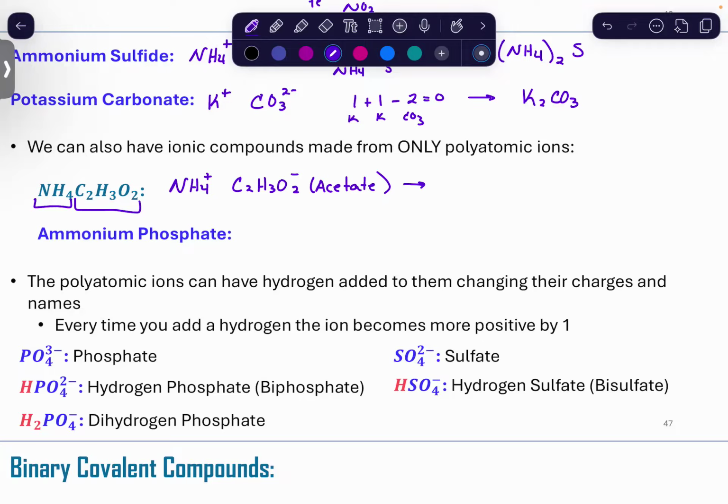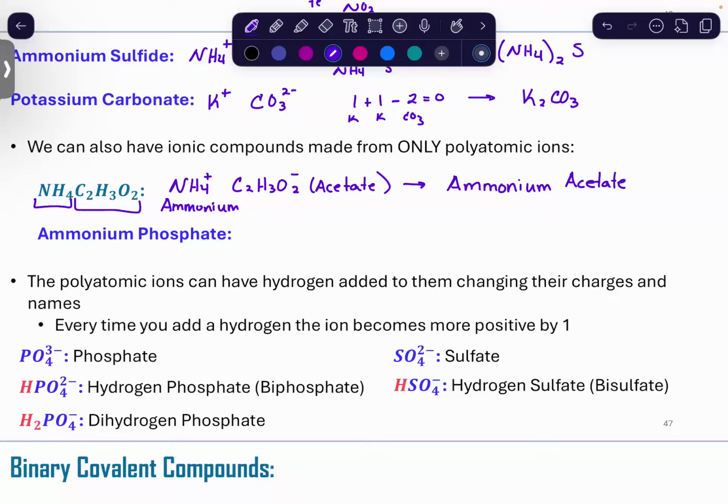So we know that the name of this is ammonium acetate. So you're still doing this the same way you were doing before. Cation first, and then your anion when you're naming. It's just you have two polyatomics making the molecule this time.